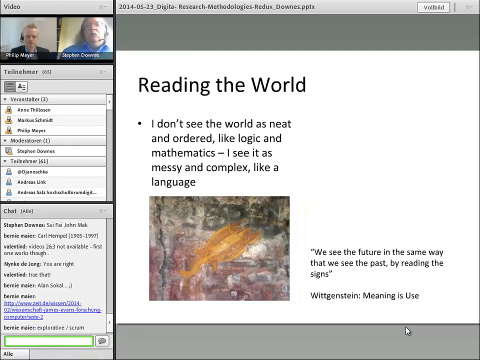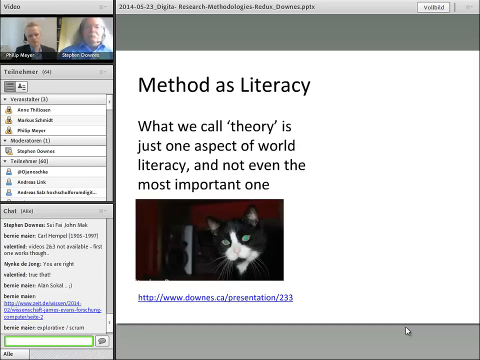I don't theorize about the world. I often talk about reading the world. I don't see the world as neat and organized with logic, math, and theory. I see it as horribly messy, horribly complex, always changing, like a language. And so if I predict the future, if I explain the past, I'm not depending on generalizations or theories. It's more like I'm reading the signs, and the signs tell me what happened. You might think of this method as a form of literacy. You might think of my research methodology as I'm reading the environment that I'm working in.